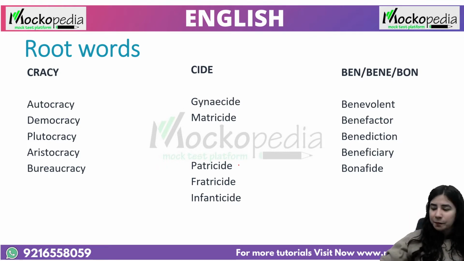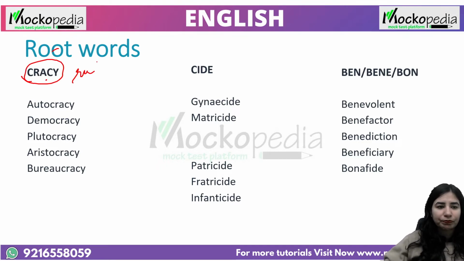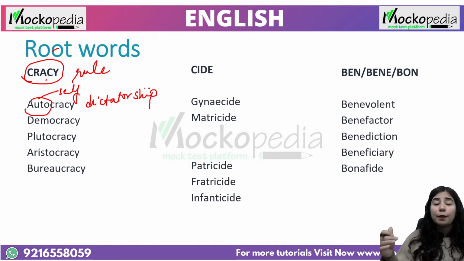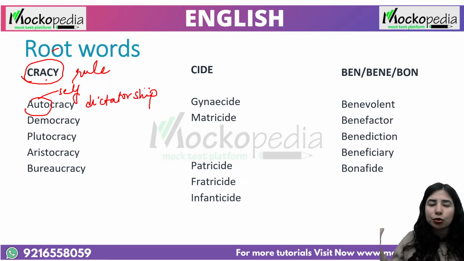So let's get started. The first root that we are going to learn is cracy, which means rule. The first word that you can see on the screen is autocracy. Auto is self, so autocracy becomes dictatorship. What is dictatorship? A person who has authoritative control, who is single-handedly trying to govern people. Like Hitler, his reign was autocratic. He practiced autocracy, with this one person governing on his whims and fancies.